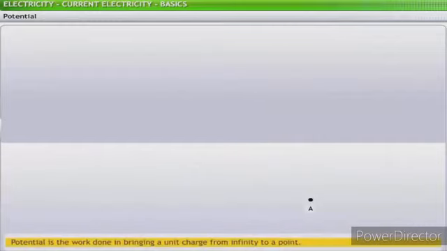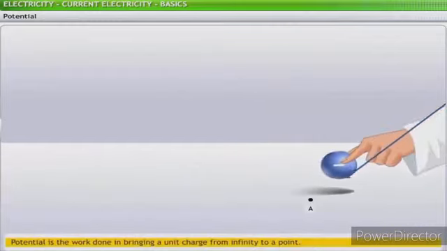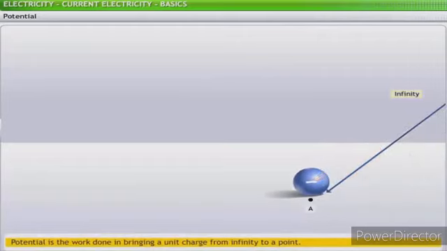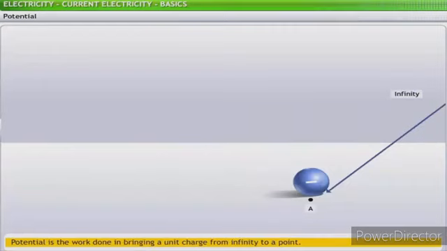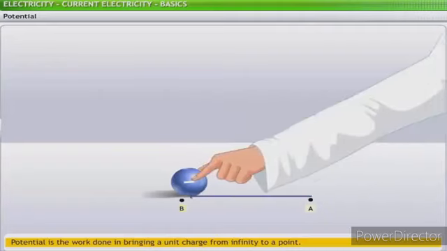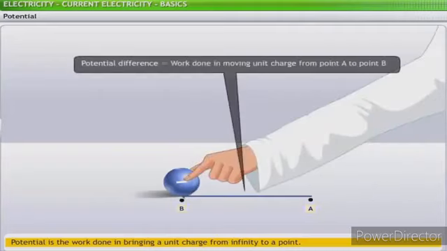As against potential difference, potential is the work done in bringing a unit charge from infinity to a point. Thus, if the work done to bring a unit charge from infinity to a point is 1 joule, then the potential at that point is 1 volt. In the given example, potential difference between points A and B is the difference in the work done in moving a unit charge from point A to B.